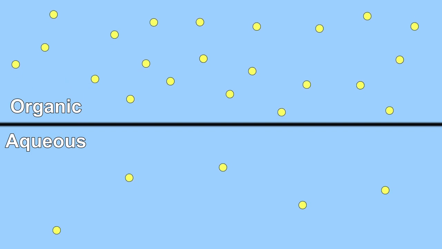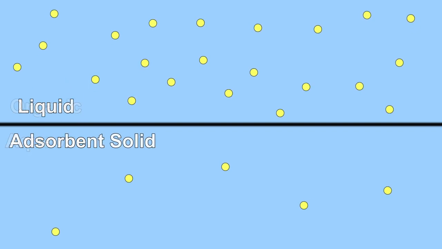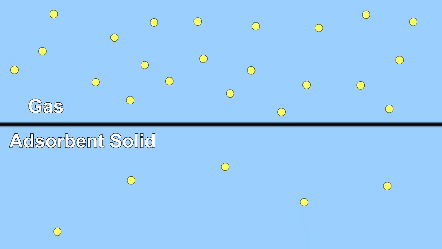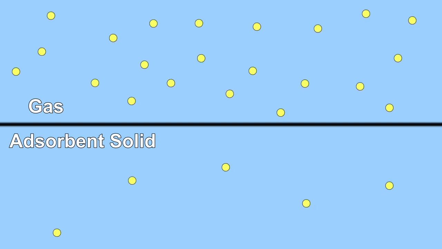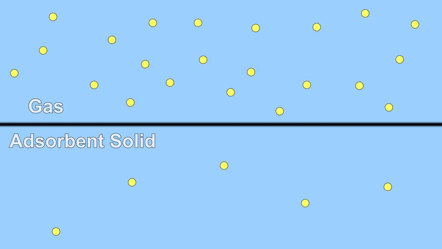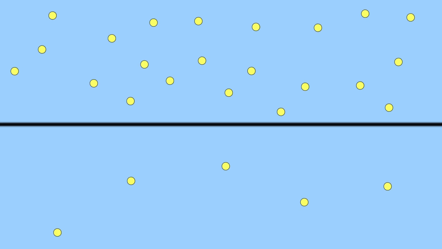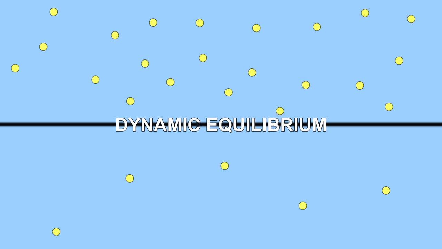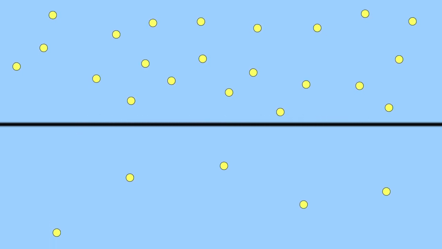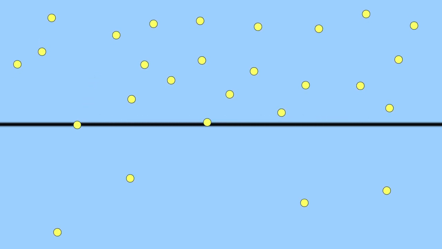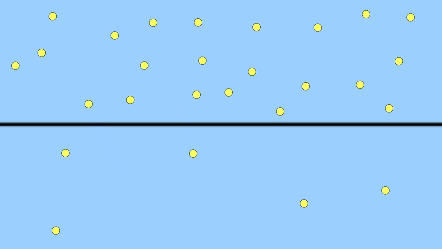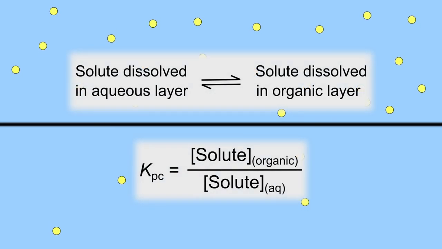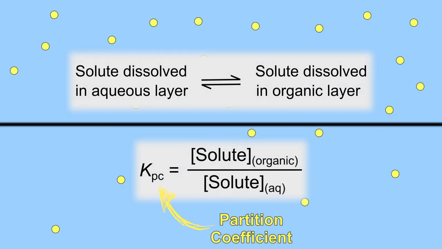This means it will dissolve more in one of the liquids compared to the other. This separation will also happen if our two phases are a liquid and an adsorbent solid, or a liquid and a gas, or an adsorbent solid and a gas. The solutes will bind to one more strongly than the other. No matter what the two phases are, the solute is partitioned between the two phases. It will establish a dynamic equilibrium between the two phases, whereby the rate at which it moves from one phase into the other will be equal to the rate at which it moves back. Just like any equilibrium, we can establish an equilibrium constant, which we call the partition coefficient.